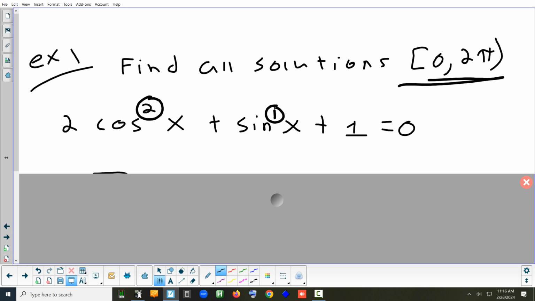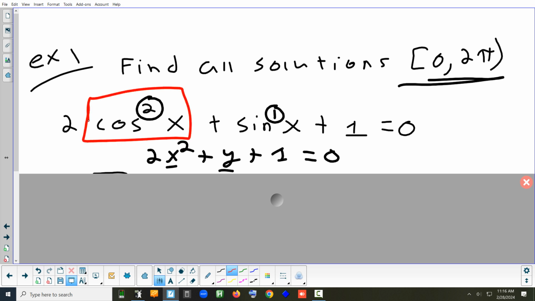The problem with this is you have cosines and you have sines. That's like having 2 different letters. That's like trying to solve a quadratic that's 2x squared plus y plus 1 equals 0. You can't use quadratic formula on that because it's different letters. Okay? So what we want to do is get rid of one of them. My hint is to always substitute for the one that is squared. That is the one you always want to get rid of. Substitute for the one that is squared.